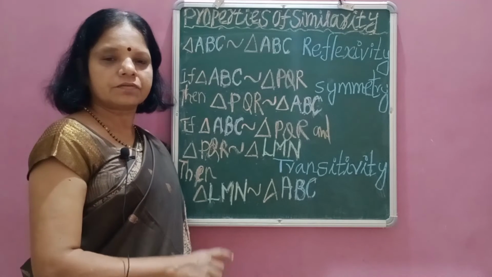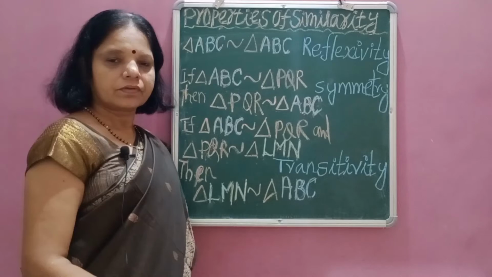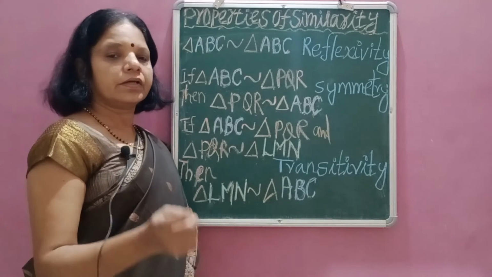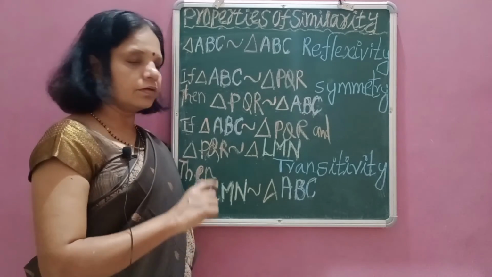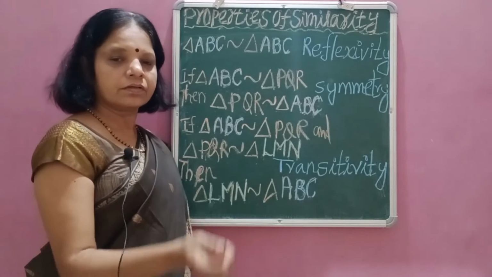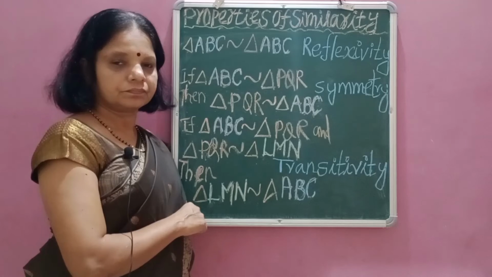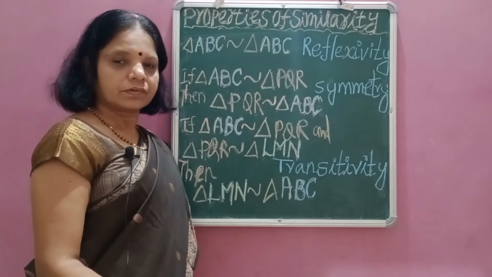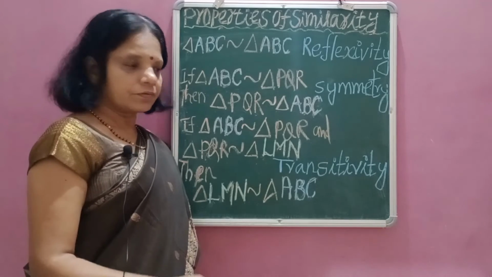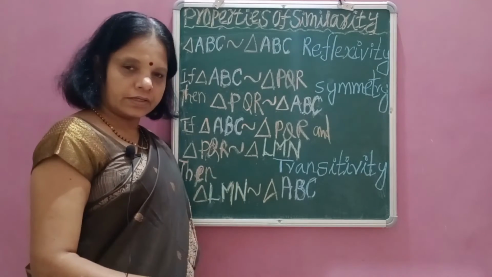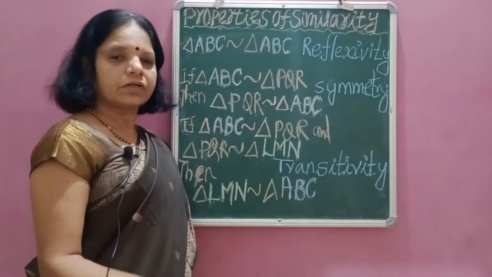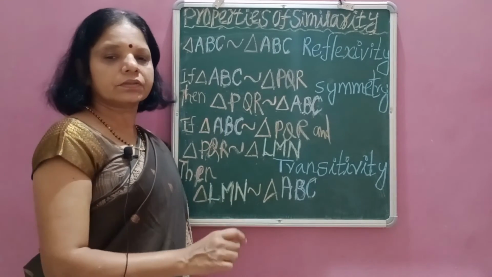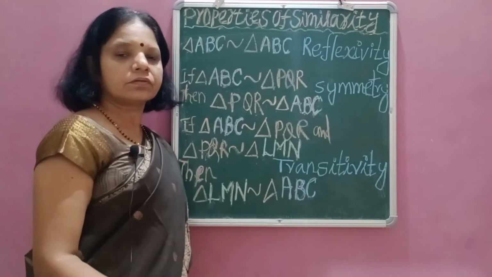Initially, first triangle is similar to a second, then second triangle is similar to the third, then the first triangle is similar to the third, or third triangle is similar to the first. The similarity goes on transferring. Clear? Suppose this third triangle is similar to the fourth, then we can say that the fourth triangle is similar to the first. So all these similar triangles are similar to one another.